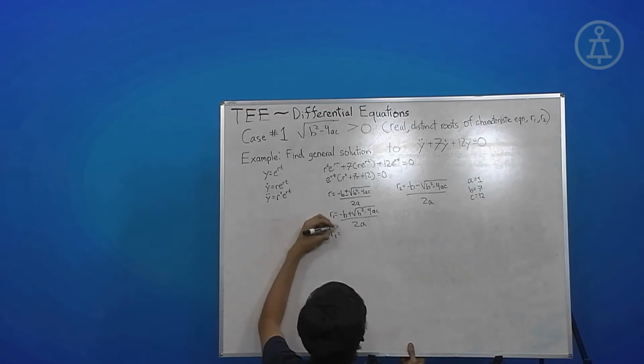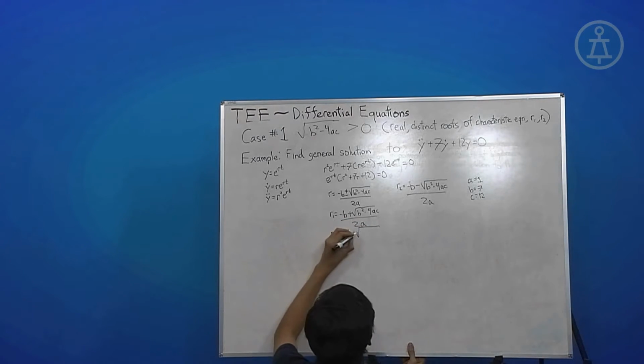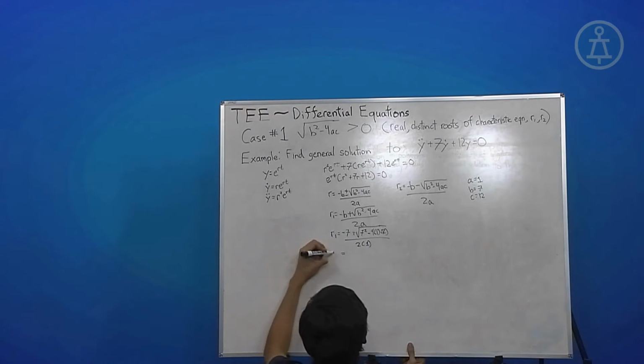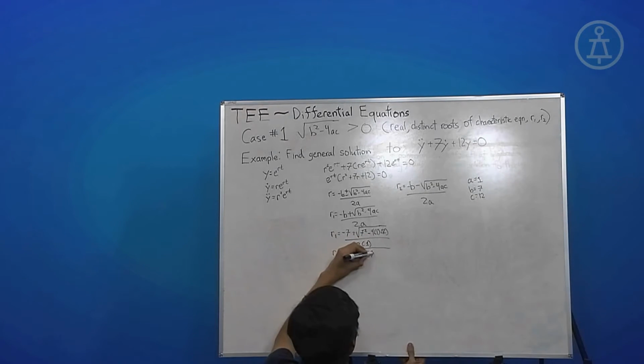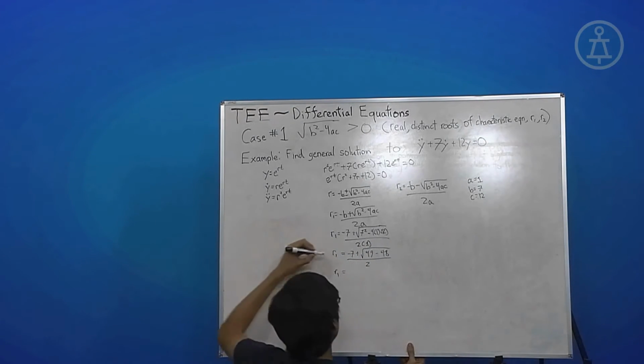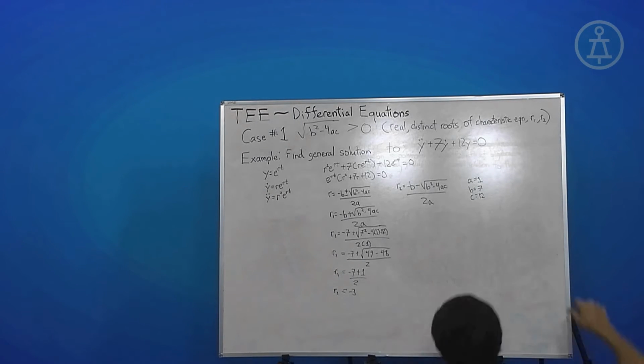So r1 is equal to negative 7 plus the square root of 7 squared minus 4 times 1 times 12, all of which must be over 2 times 1. So solving for this, we get negative 7 plus the square root of 49 minus 48, all of which must be over 2. Which, when we take the square root of that, we get negative 7 plus 1 over 2, which means that it just becomes negative 3, right? So, let's look at r2.